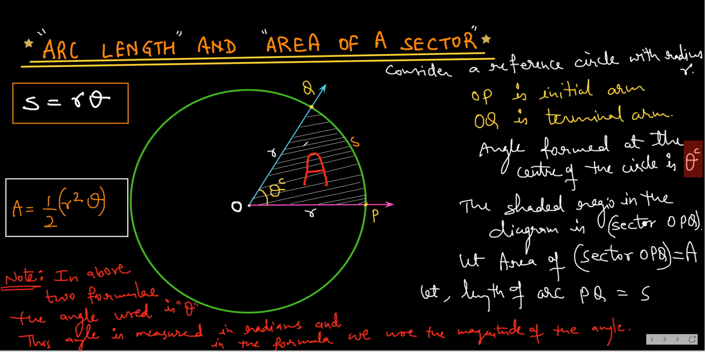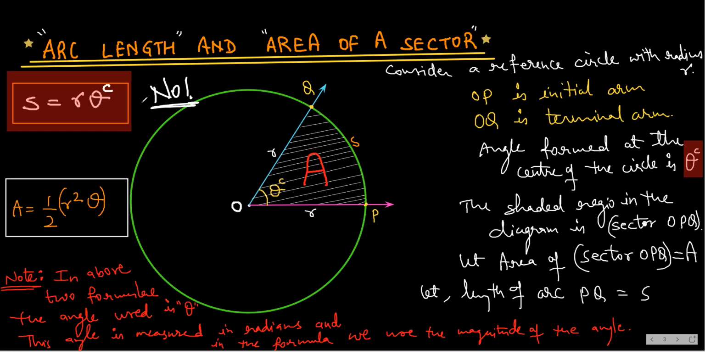What does it mean? You all can check here. The formula is S equals R theta. Have I written radian there? No. I have written only theta. So what does it mean? It means that the central angle has to be measured in radian, but in the formula, you write only the magnitude, not the radian unit.